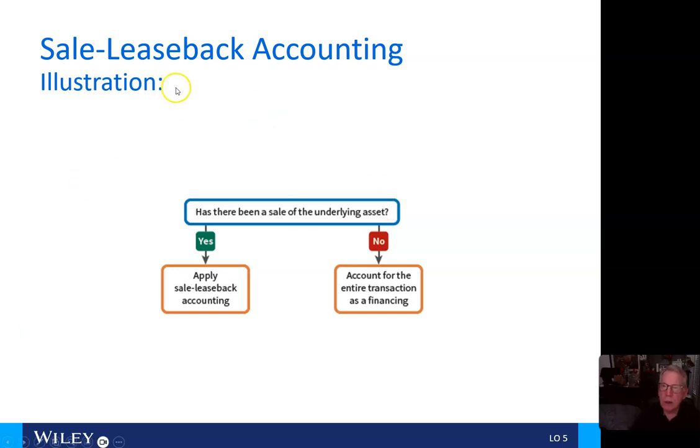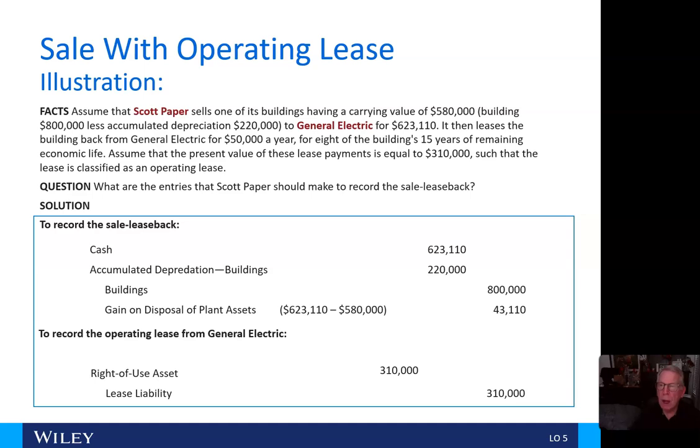So, if we look at this illustration, has there been a sale of the underlying asset? If yes, then we apply sale-leaseback accounting. If no, we account for the entire transaction as a financing. Okay, let's take a look at an illustration.